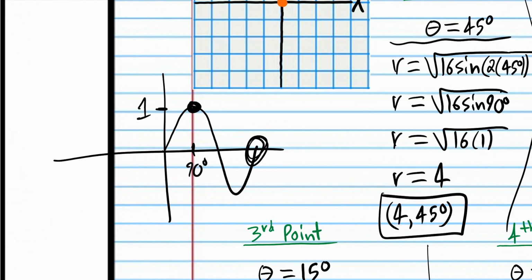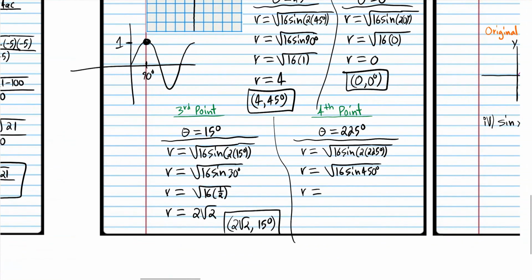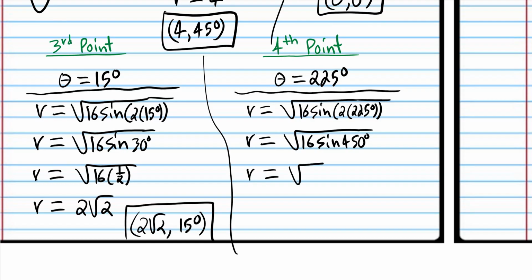Well, this is 360 degrees. That's a complete cycle. And if you go 90 more, you get to 450 degrees, and that would be 1. So that's going to be 16 times 1, so r is equal to 4, and so the point is 4 comma 225 degrees.